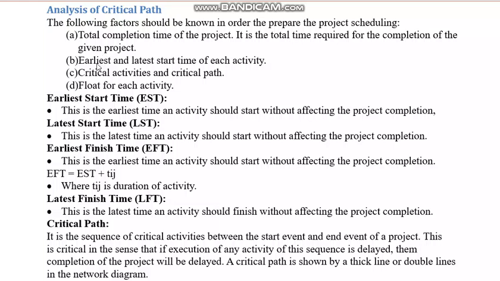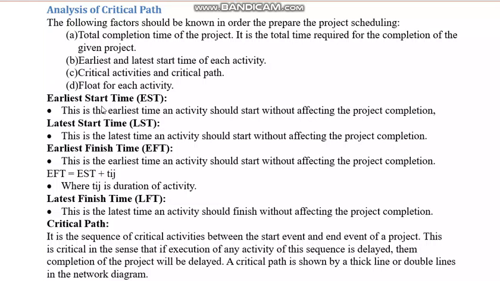Now first we talk about earliest start time. Earliest start time, EST. Now this is the earliest time an activity should start without affecting the project duration. Now what is the, how early you can start this activity? That is the earliest start time.